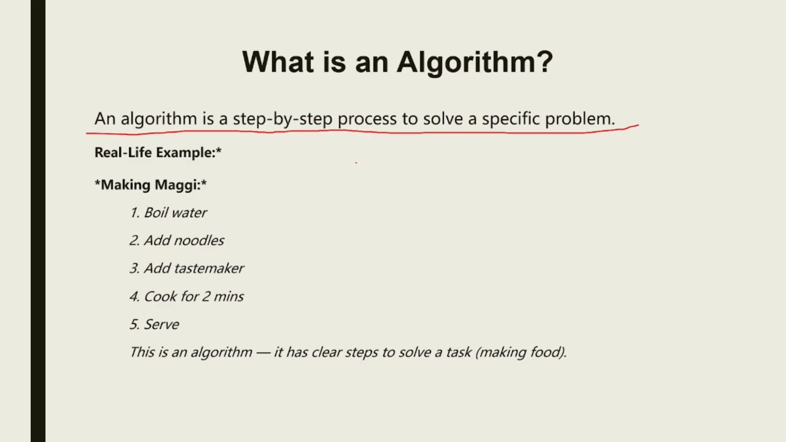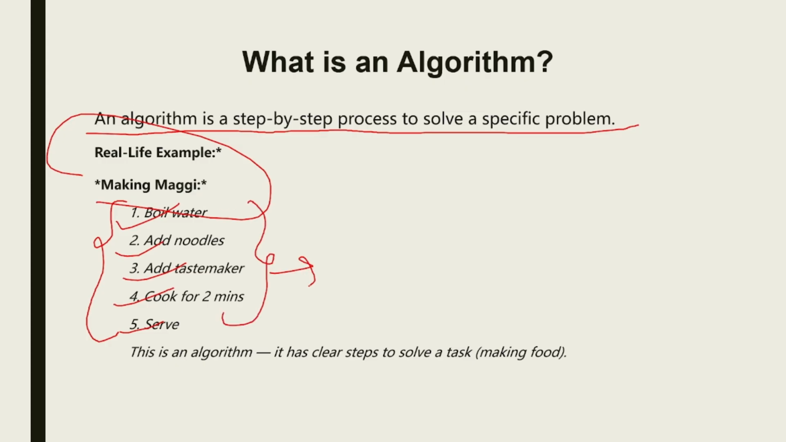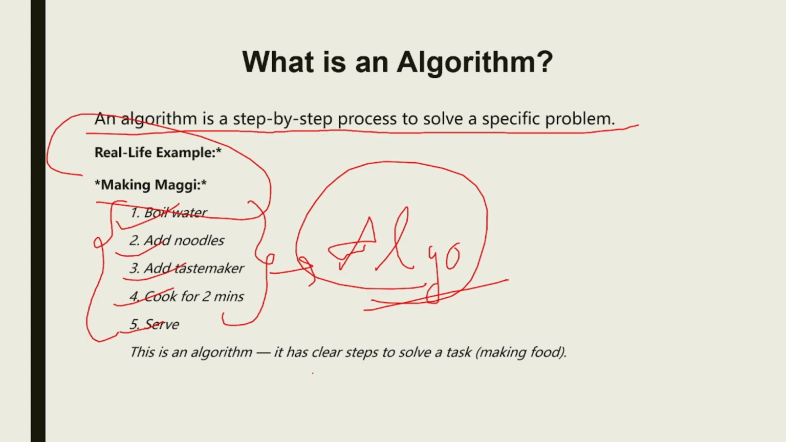Those steps are an algorithm. Take a real life example, making Maggie. For making Maggie, we initially boil water. After boiling water, add noodles. Then whenever the noodles boil, add taste maker, and after that we cook for 2 minutes, and after 2 minutes it's ready to serve. These 5 steps are used for making Maggie. These steps are called an algorithm. It's clear steps to solve a task.